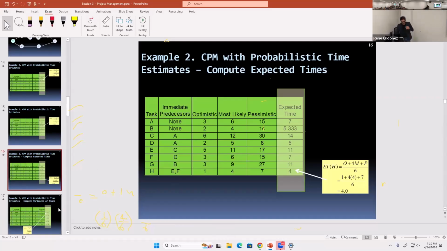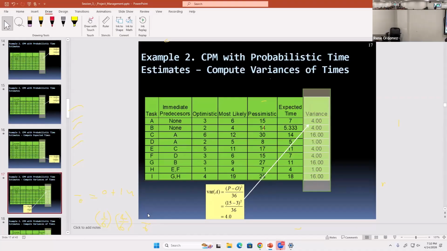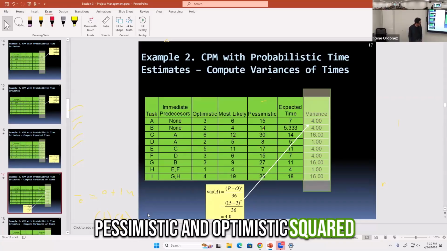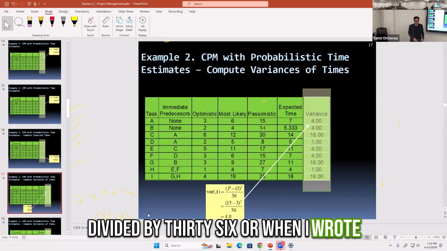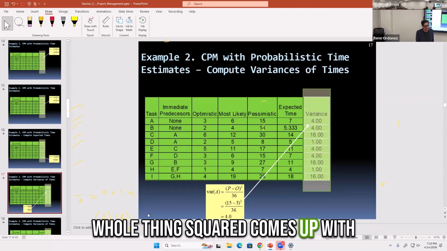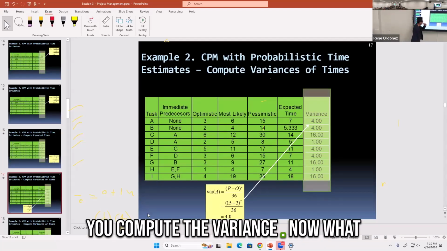Those are the average completion times of each activity. The variance is the difference between the pessimistic and optimistic times, squared, divided by 36, or as I wrote earlier, P minus O divided by 6, the whole thing squared, which comes to the same equation. That's how you compute the variance.